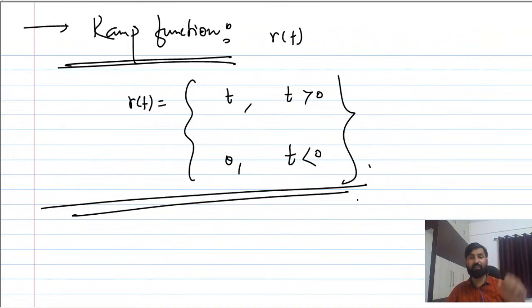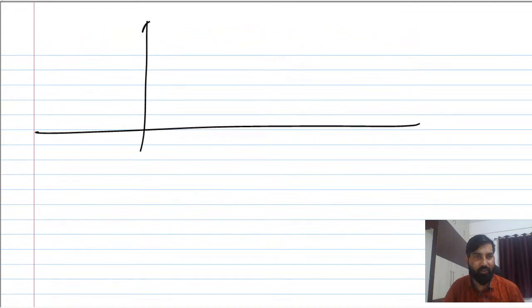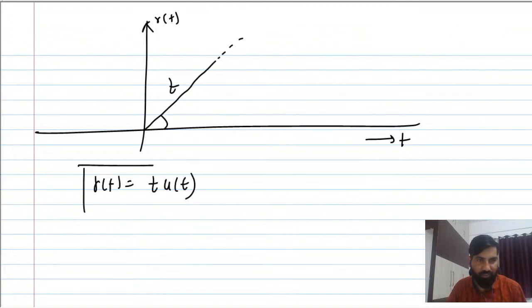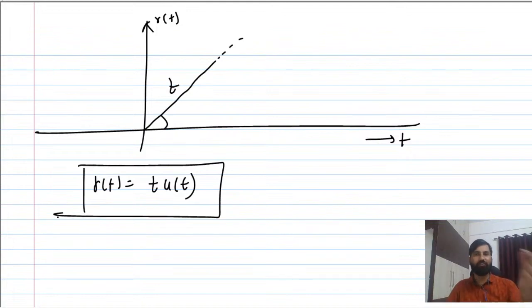So r of t is nothing but ramp function. How to represent this, keep this in mind. R of t is always shown like this. So this is t here, and you can say there is a 45 degree angle. I hope this makes sense. So now we can also write r of t as t u of t. In terms of unit step function, we can write r of t equal to t times u of t.